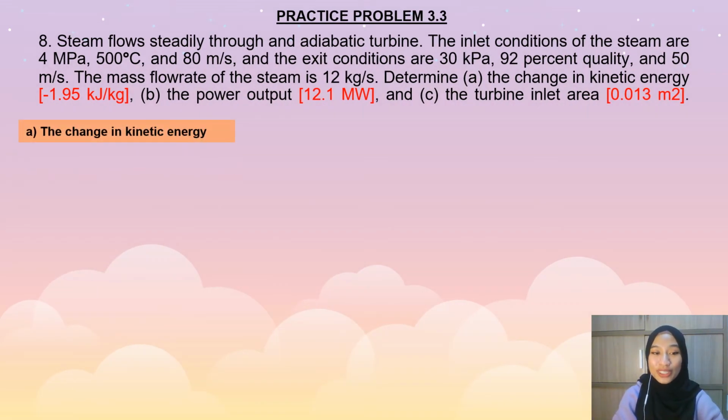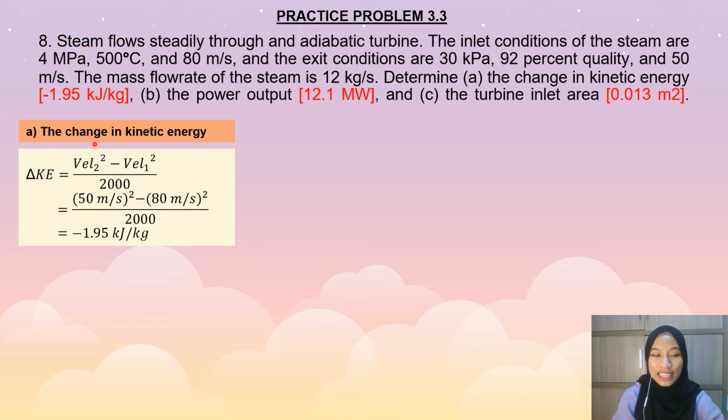Now, after we got all the data, we can proceed to question A, where we need to find the change in kinetic energy. To find the change in kinetic energy, we can use this formula: delta KE equal to velocity state 2 squared minus velocity state 1 squared, over 2000. Then we substitute the values: 50 meter per second squared minus 80 meter per second squared, over 2000. The answer for this question I got is negative 1.95 kJ per kg.